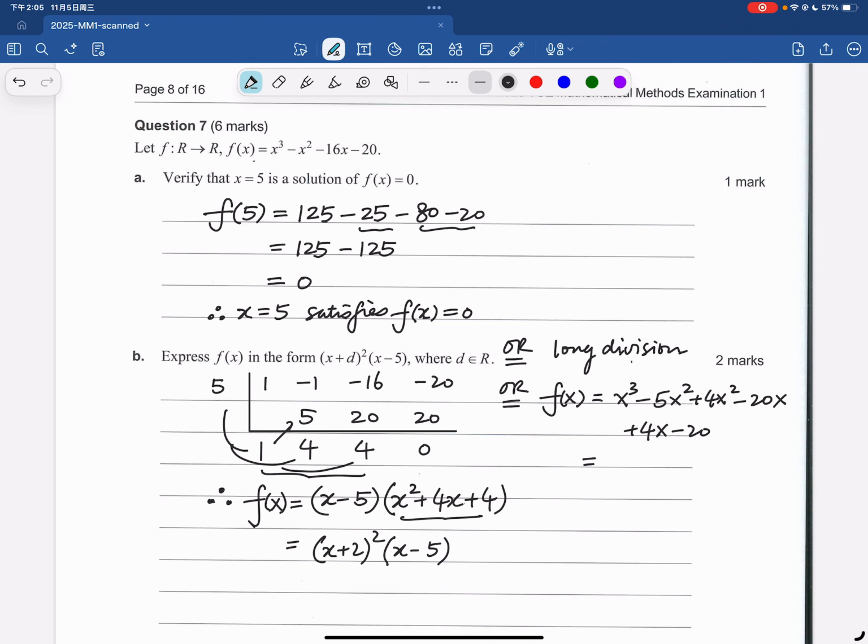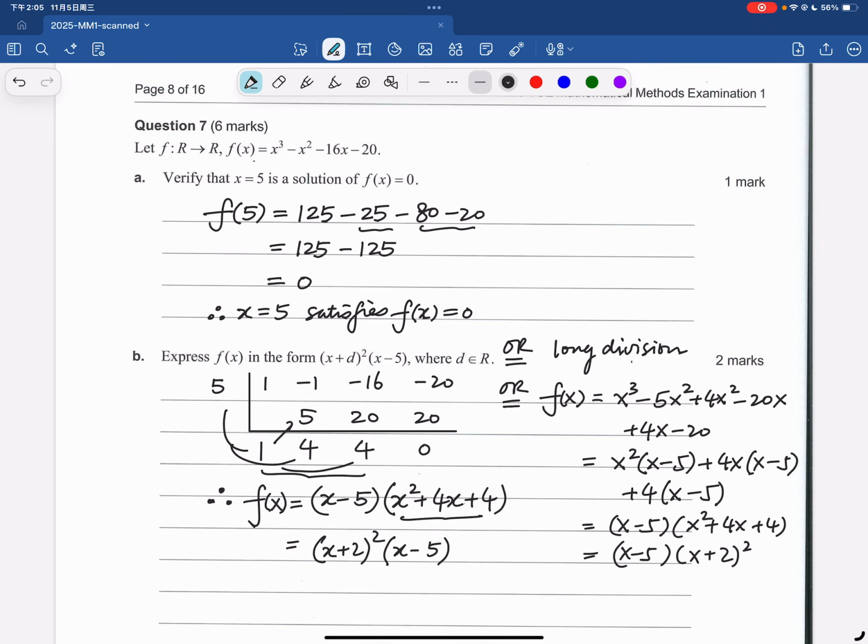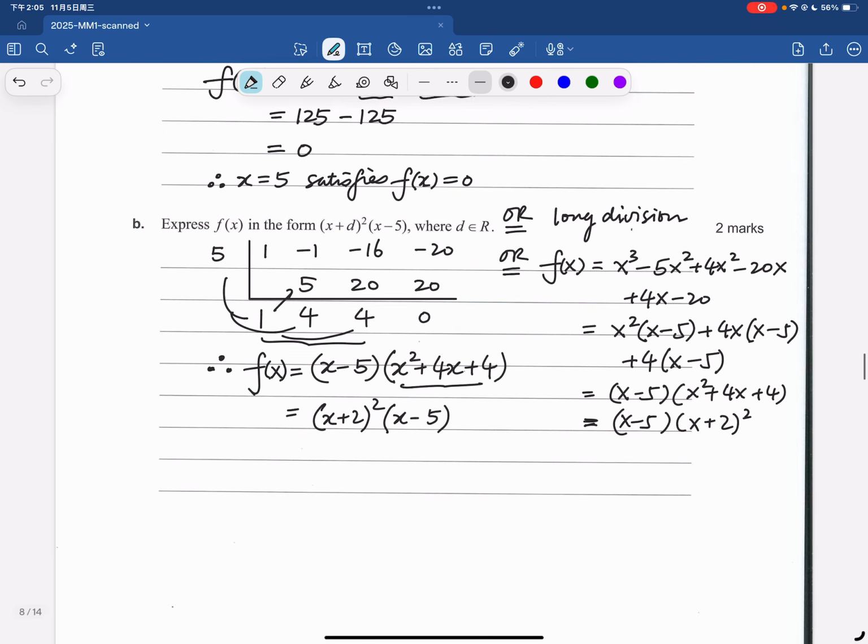Eventually, this is called factorization by grouping. For the first two terms, you take out x squared, x minus 5. And for the second term, you take out a 4x. You still get x minus 5. And for the last term, you plus 4 times x minus 5. So it will lead you to the same result, x minus 5, x squared plus 4x plus 4. And that's why you get x minus 5, bracket, x plus 2 squared. Okay? Any valid method should be fine.